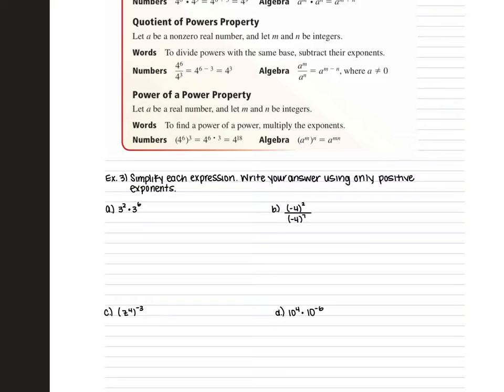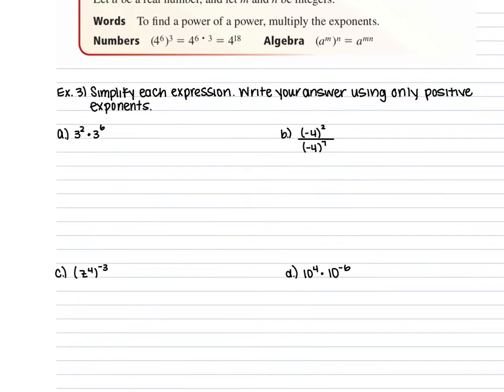So for our next set of examples, we're just simplifying expressions that deal with these powers. If you are multiplying and your bases are the same, you're going to be adding those powers. If you're dividing and your bases are the same, you can subtract those powers. And if you have a power raised to a power, you multiply those powers.